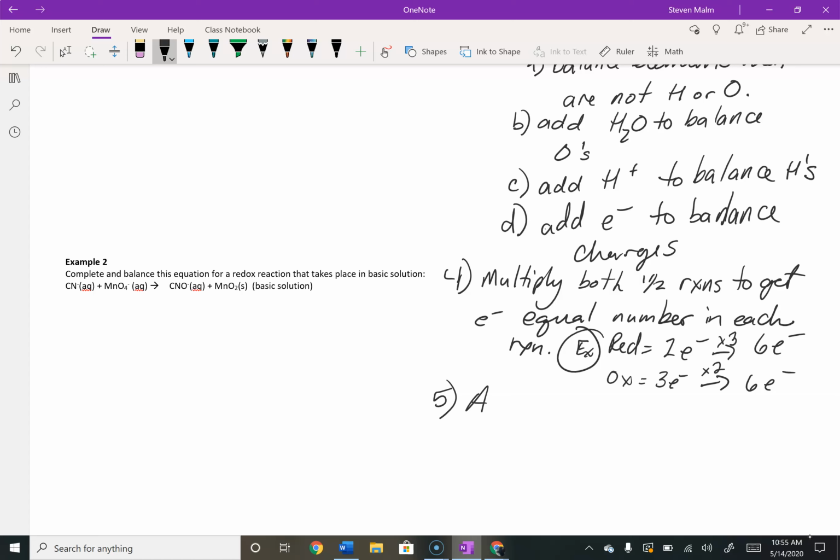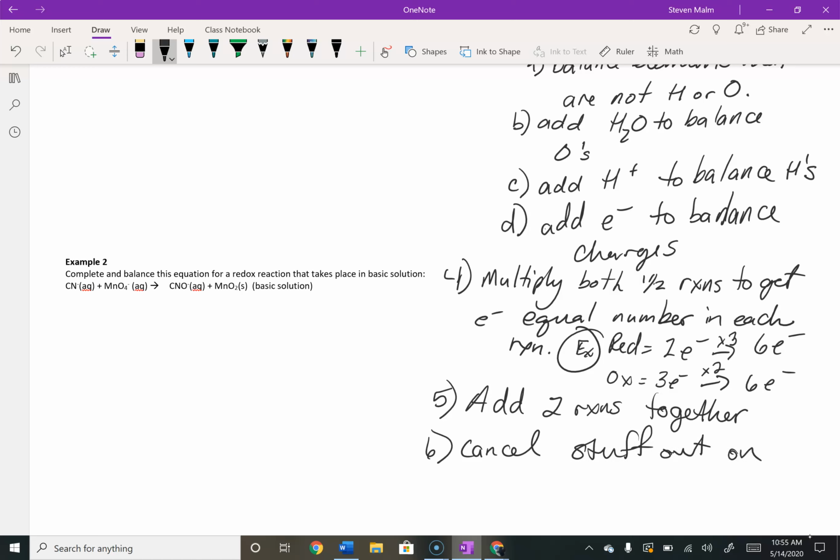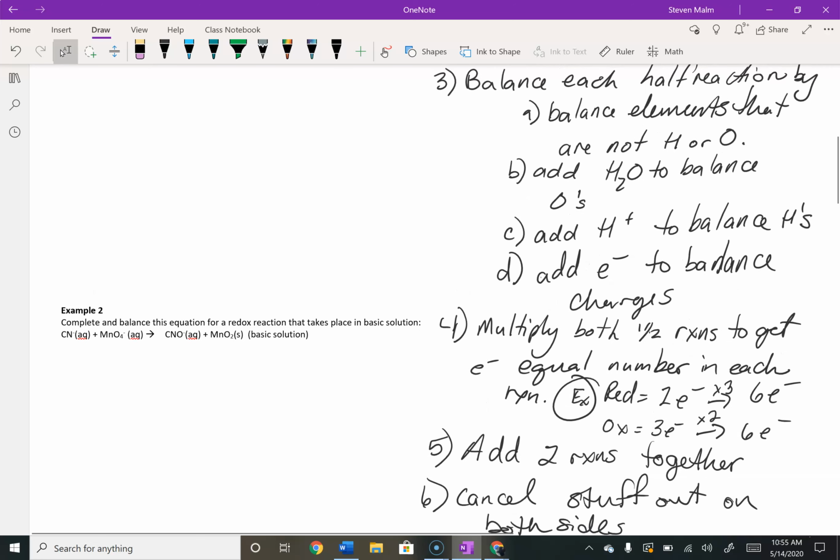Step 5 is to add 2 reactions together. Step 6 is to cancel stuff out. And that's it. Okay. When we talk about a basic solution, the basic solution adds one more step.